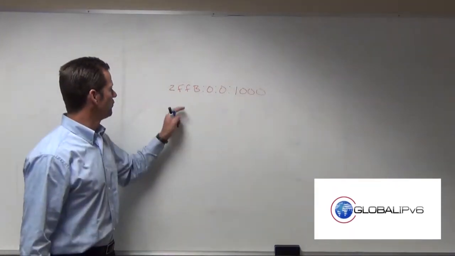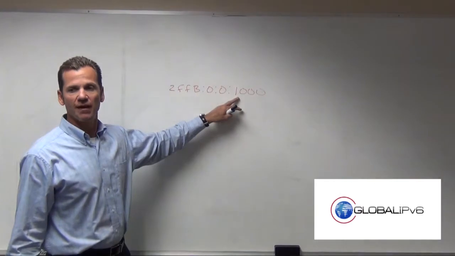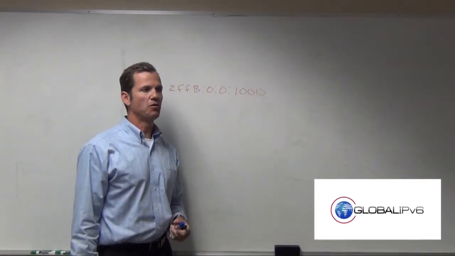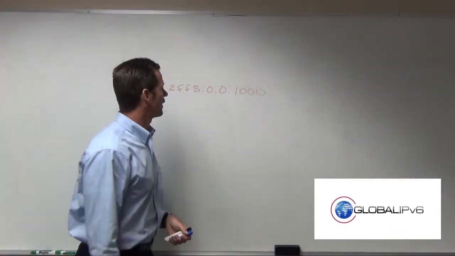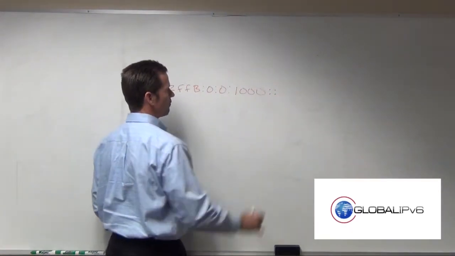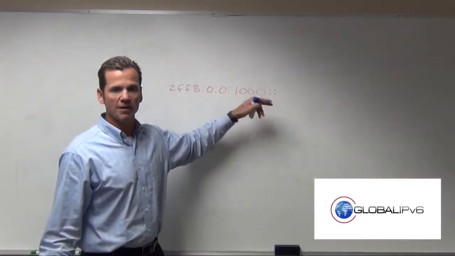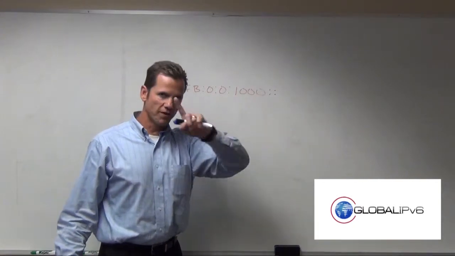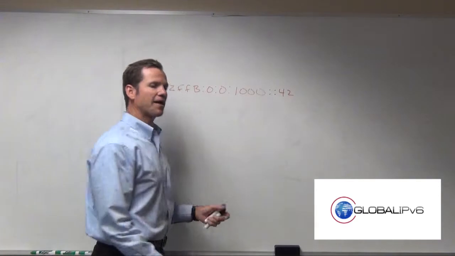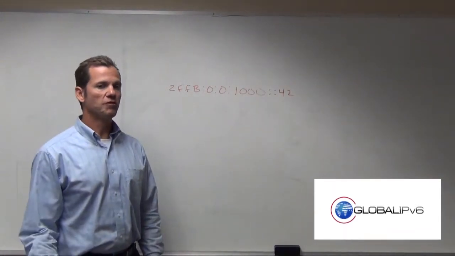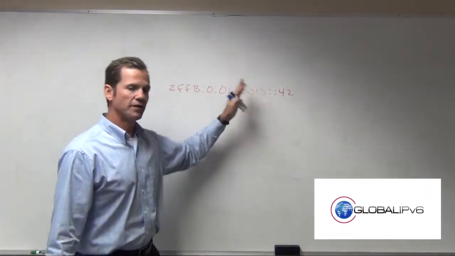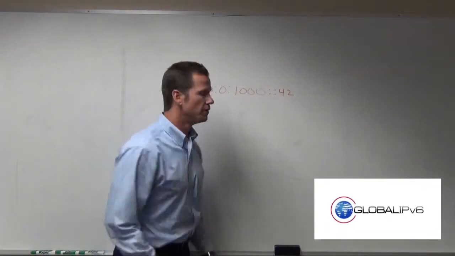So we have an address of 2FFB:001:1000. There are a couple of options here to assign the host portion. Number one, I could simply put all zeros on the end by putting double colons. By putting double colons, I'm filling the rest of it in with zeros except the last byte, and I could put a number 42 there. So this host would be known as 2FFB:001:1000, all zeros, and 42.